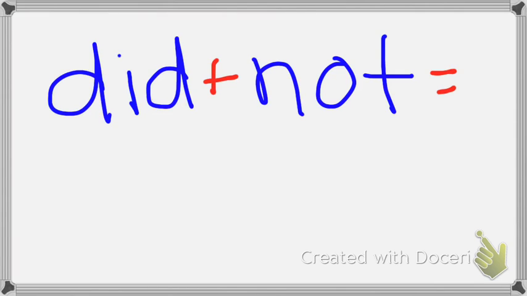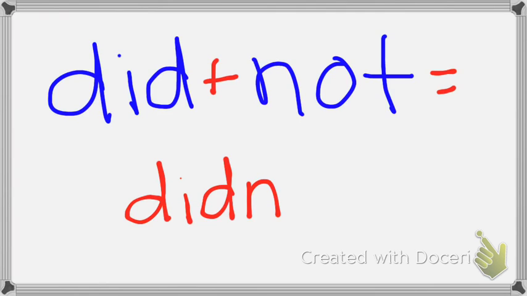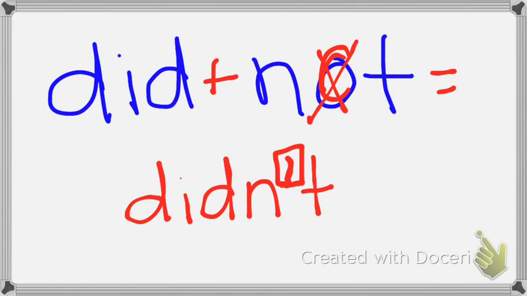I would grab the word did and I would put the word not next to it, but instead of putting the O, I would erase, put an apostrophe, and then my T. So this apostrophe right here is this O right here. It takes the place of the missing letters.